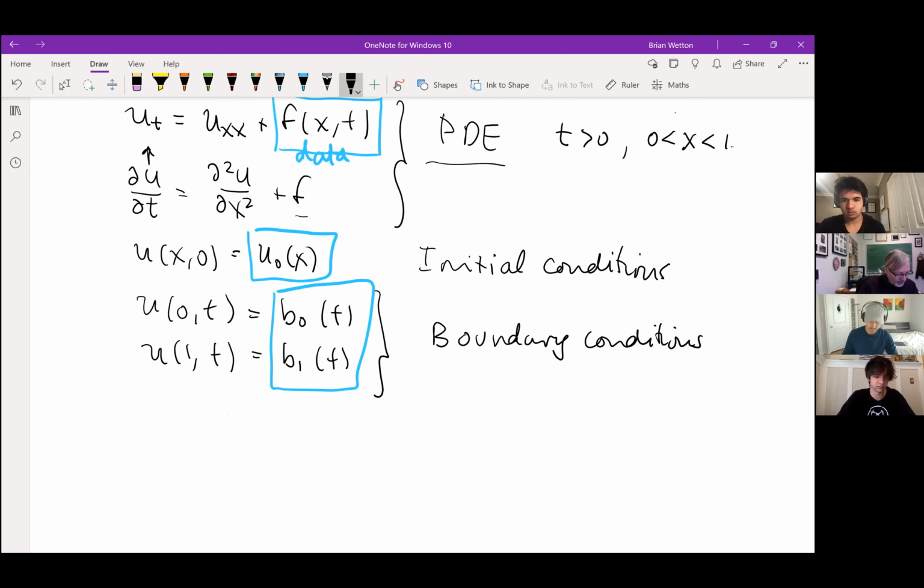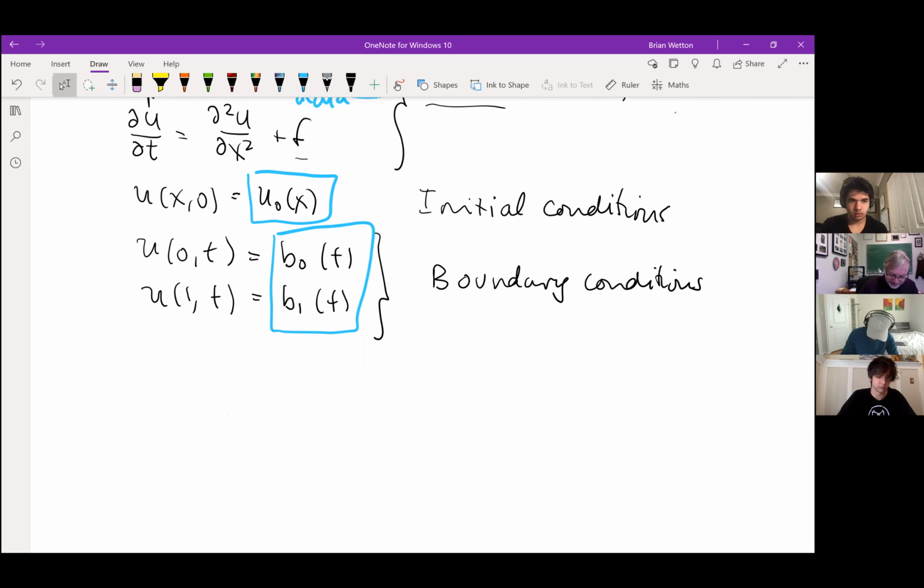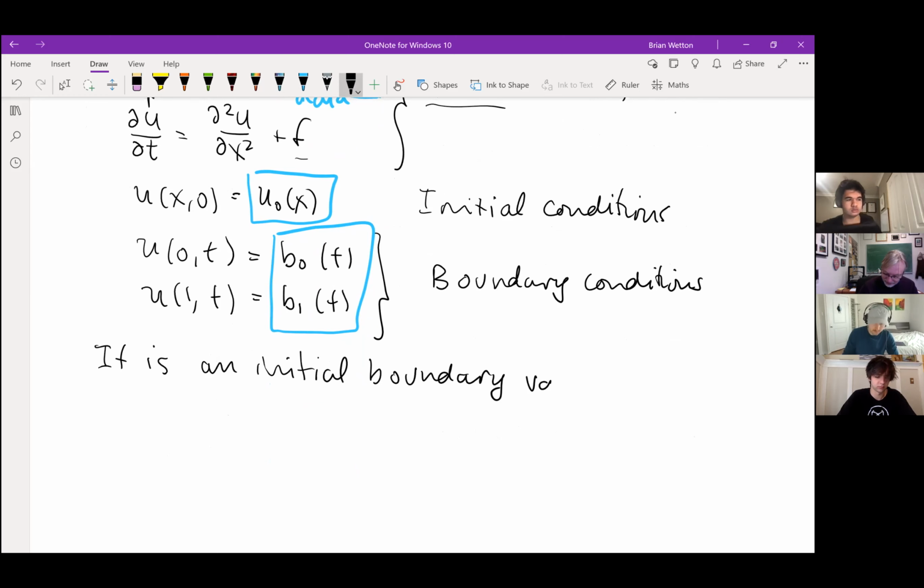Okay, before I go on, let me just say what this is. So this is going to be an initial value problem, but it's also got boundary data. So you get to say an initial boundary value problem.